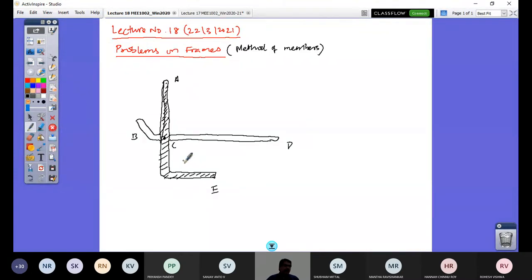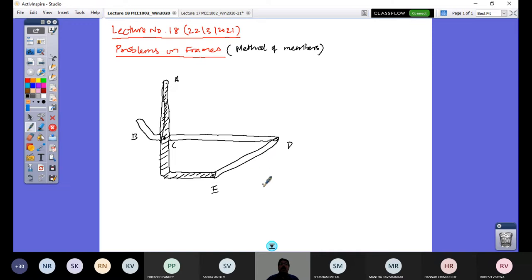So I need to arrest them. So how can I arrest? By connecting with the third member. So I will have this member DE, which is connecting these two. And that is a straight member. So now you see this member DE is a third member.